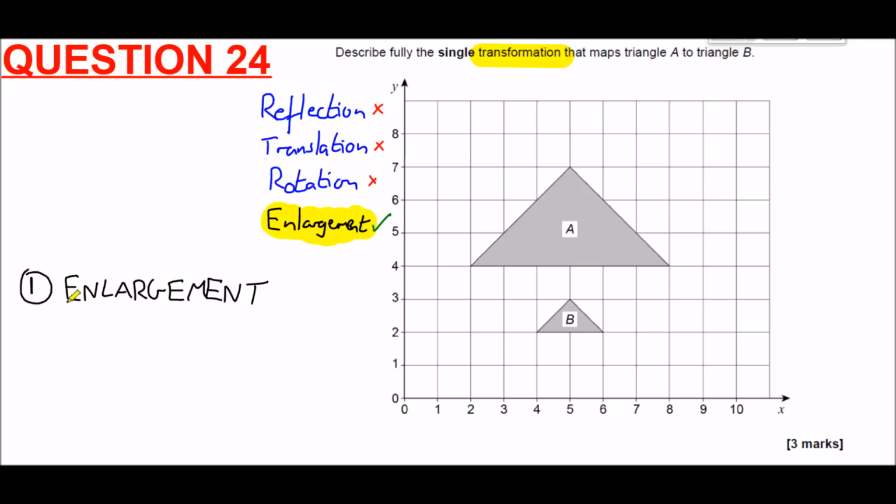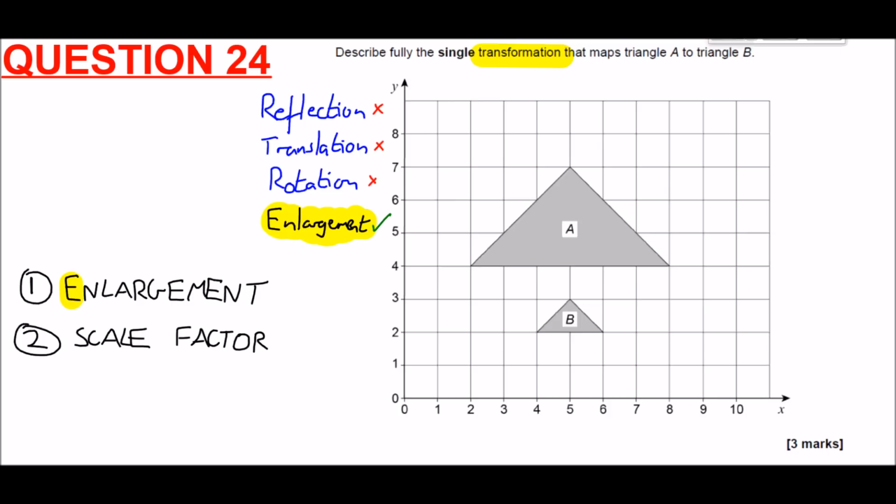So it's an enlargement. And with enlargements, for the other 2 marks, we can say 2 other things about the enlargement. The second thing is each enlargement will have a scale factor, and the scale factor just tells us how many times bigger the shape ends up being compared to what it was in the first place.